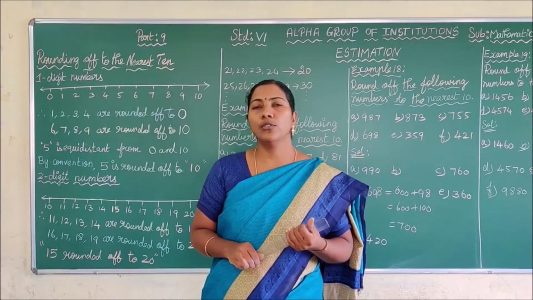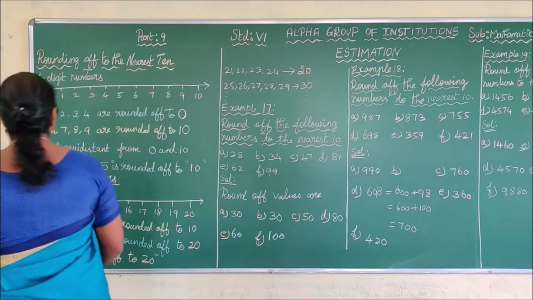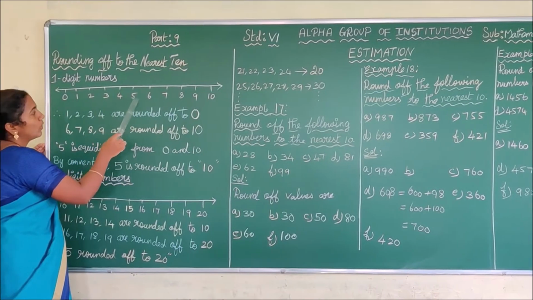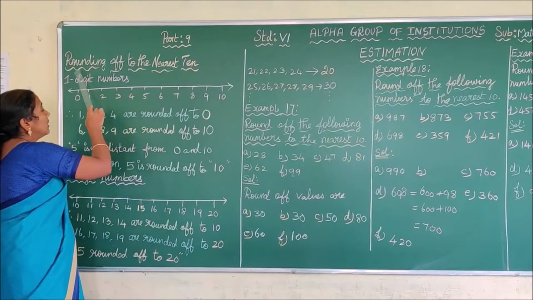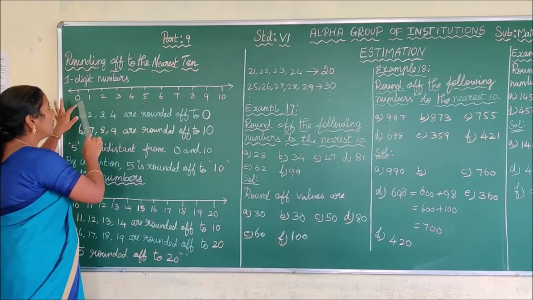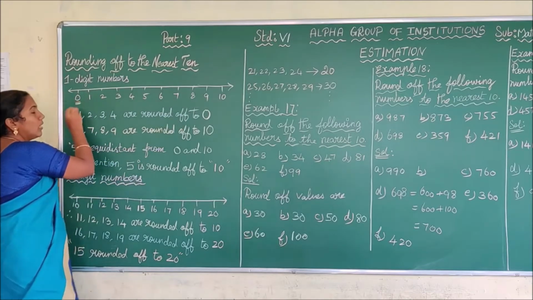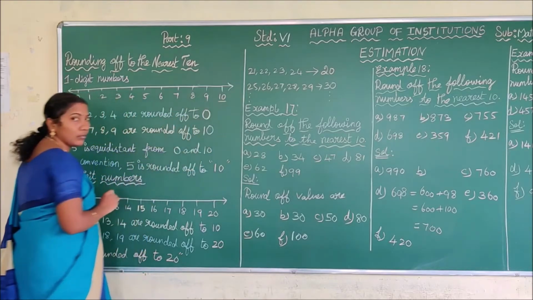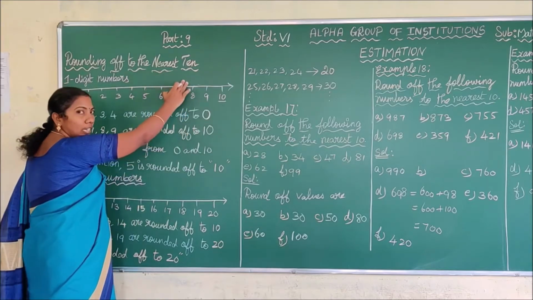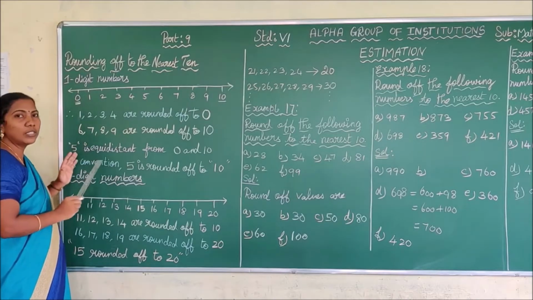First, we are going to see how to round off the given number to the nearest 10. See here, first considering the numbers 0, 1, 2, 3, 4, 5, 6, 7, 8, 9, 10. This is the process of rounding off to the nearest 10. Listen carefully, children. Here we have written the numbers 0 to 10. You have to round the given number to 0 or 10 only, in the case of nearest 10. Is it clear? Now, which numbers are rounded off to 0 and which numbers are rounded off to 10?